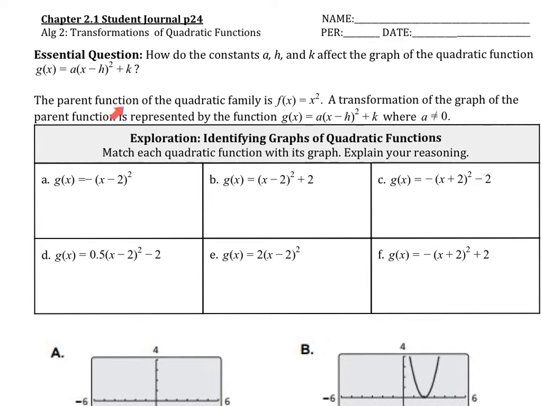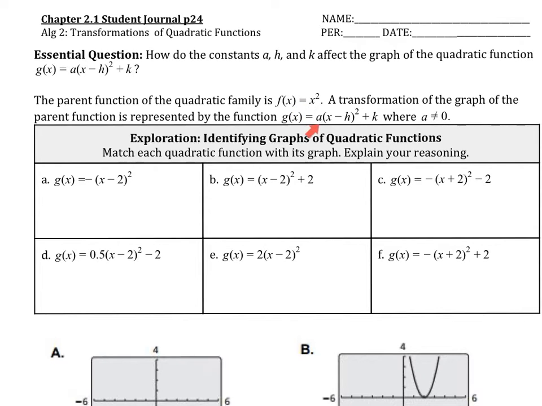In this case, the parent function of the quadratic family is f(x) = x². A transformation of the graph of the parent function is represented by g(x) = a(x - h)² + k, where a is not equal to 0. So anything without any a, h, or k, just a simple function starting from (0, 0) at the vertex, is called the parent function.